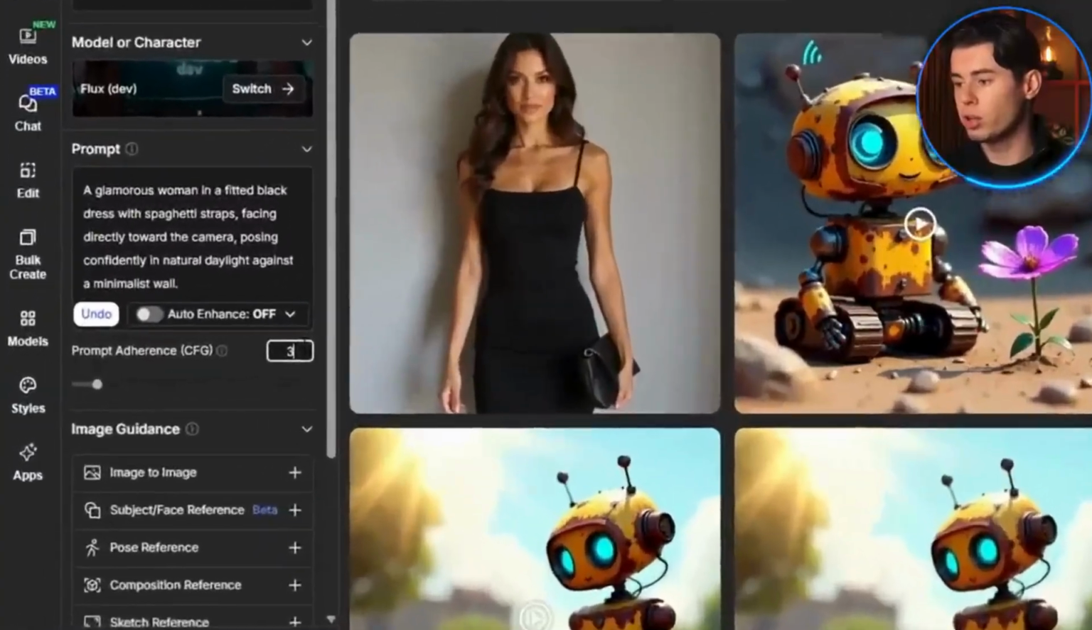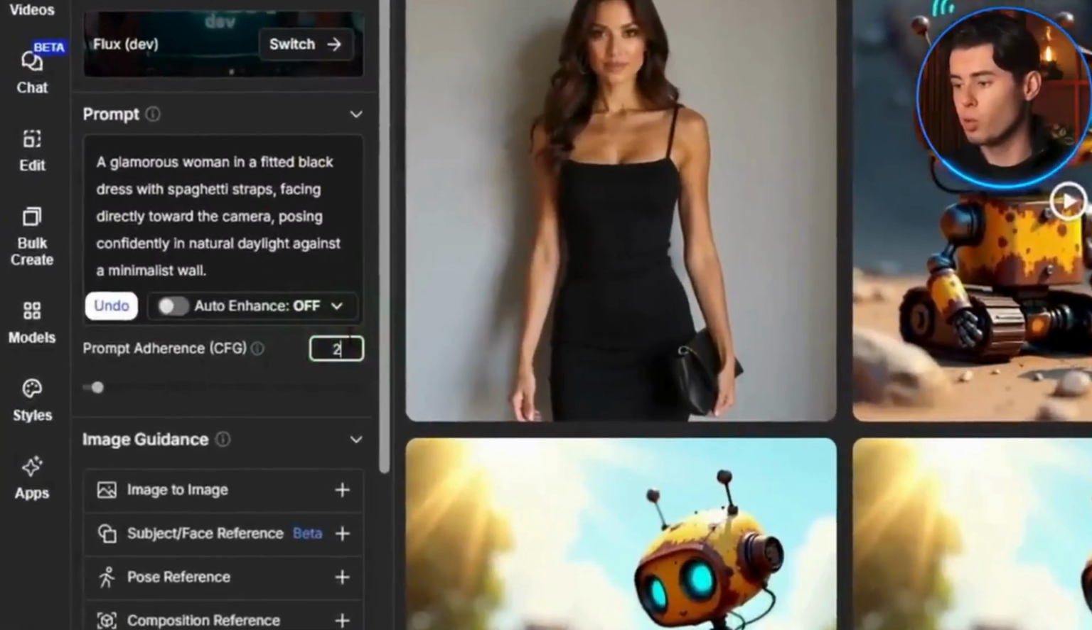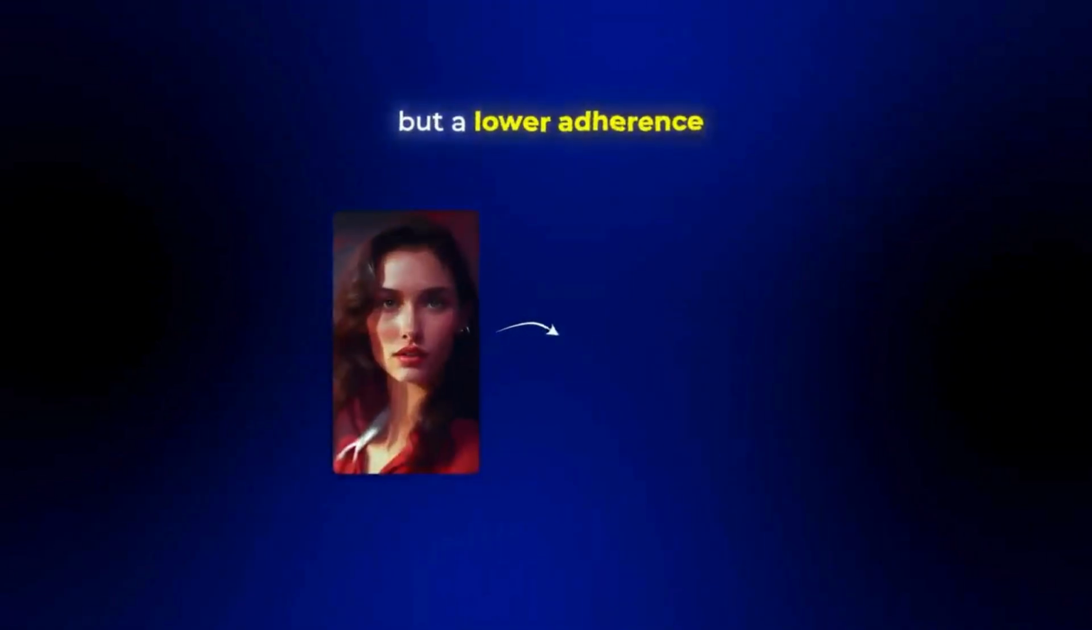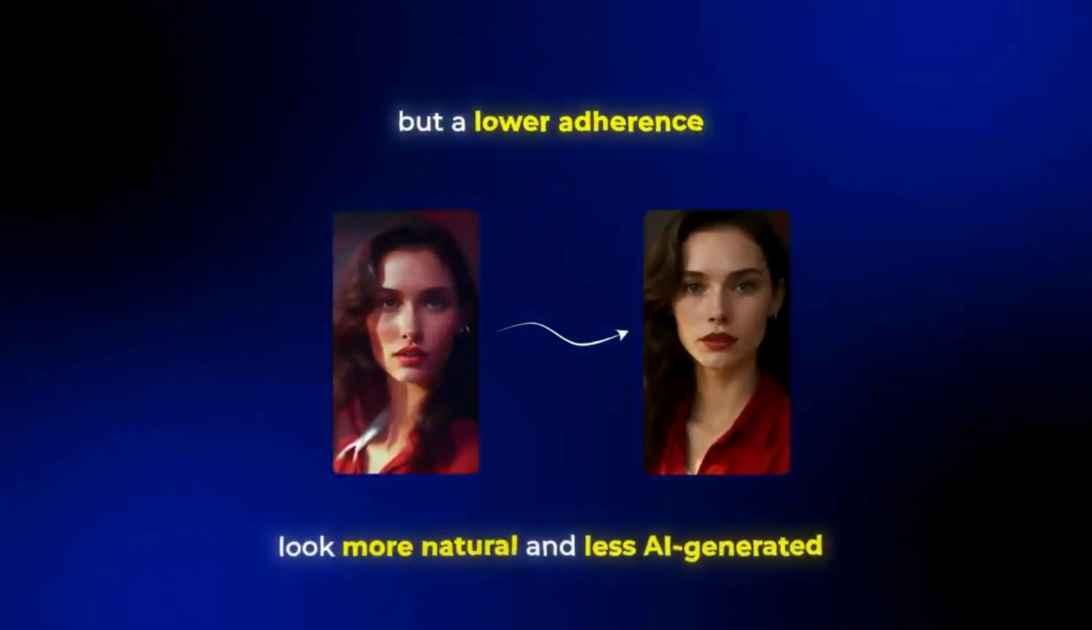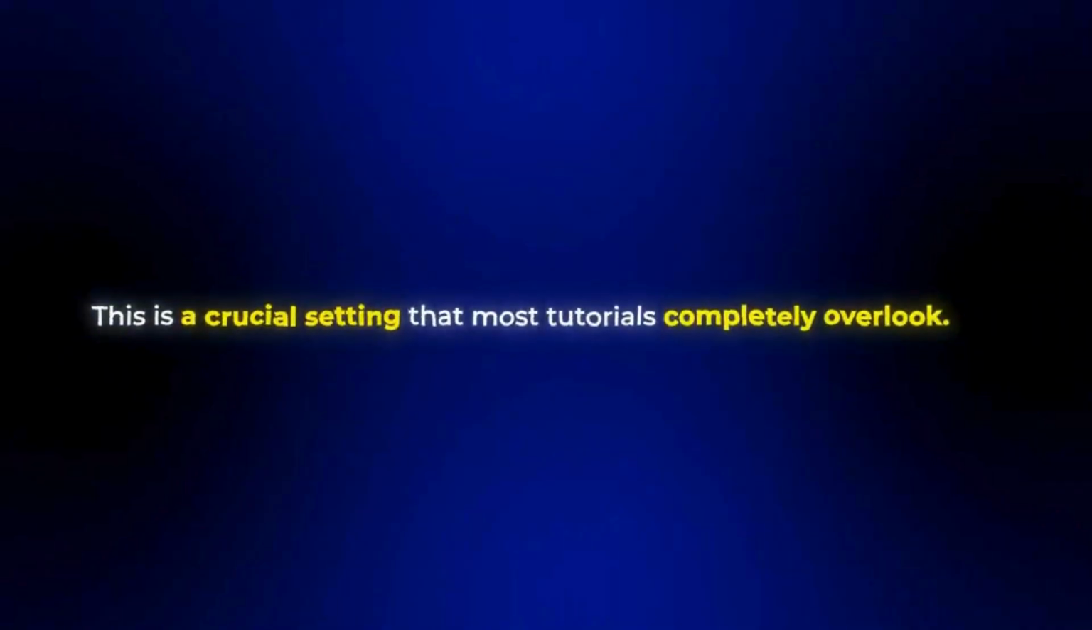When generating your images, lower the prompt adherence to 2.5 or 2. This might sound counterintuitive, but a lower adherence actually takes the plastic edge off your images, making them look more natural and less AI generated. This is a crucial setting that most tutorials completely overlook.